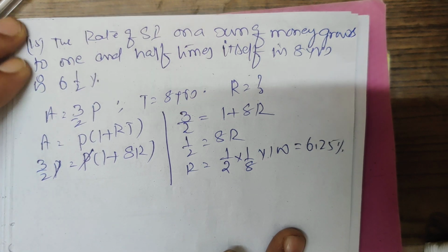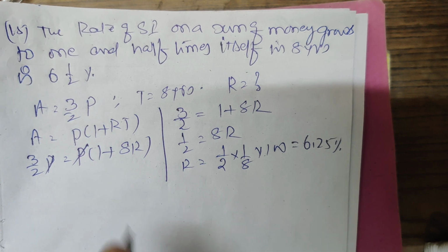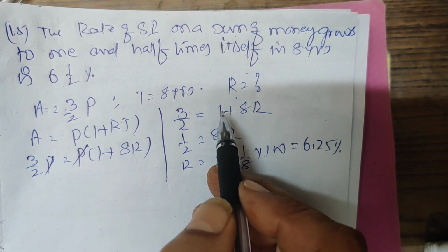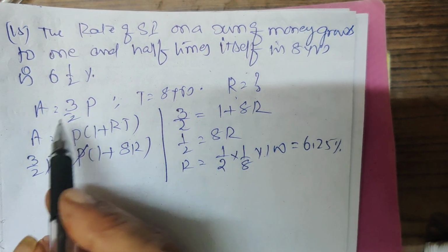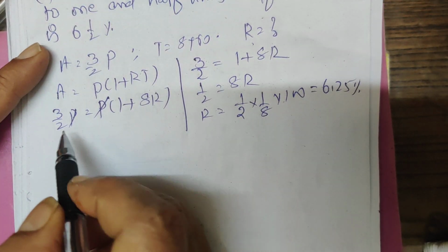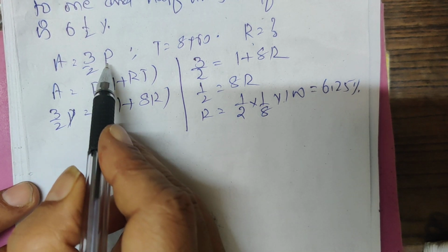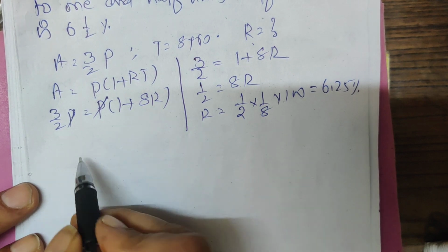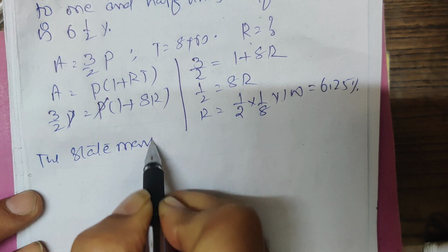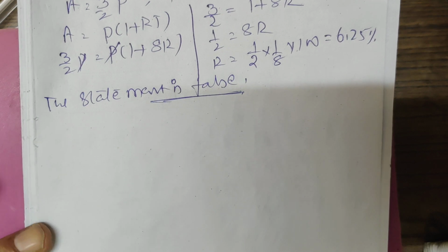But it is given as true, sir. 6.25 is wrong. The rate of simple interest means you have to calculate a sum of money grows to 1.5 times. Let us go with an alternative approach. This is correct, sir, nothing wrong. The statement is false. The statement is false.